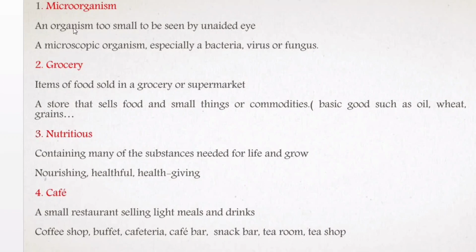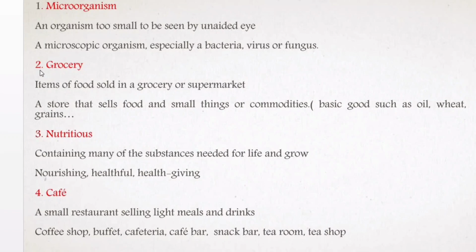Okay, the first word is microorganism. Microorganism means an organism too small to be seen by the unaided eye. That means an organism or living things which are very small to be seen by naked eyes. Again, microorganism means an organism too small to be seen by the unaided eye, or a microscopic organism, especially a bacteria, virus or fungus.